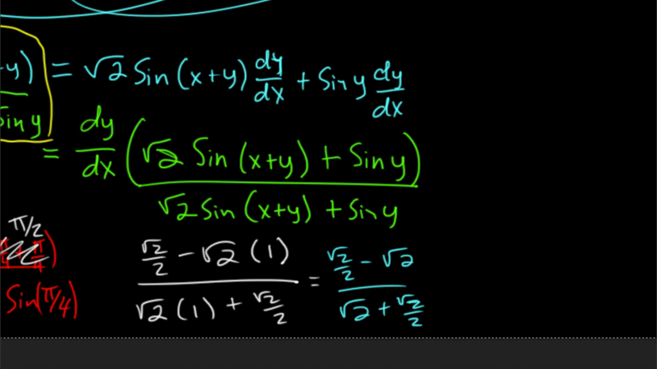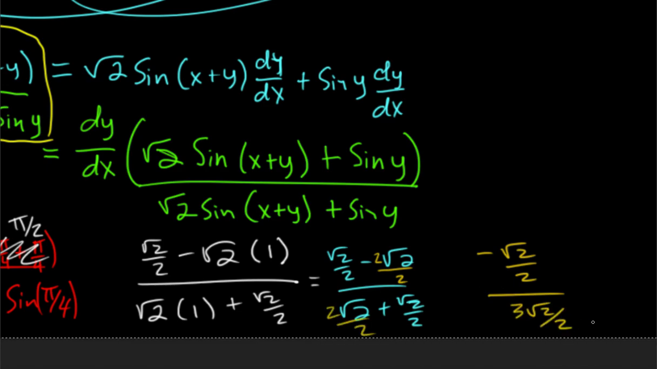Alright, we're almost there. So I'm going to just get common denominators right here. So 2 over 2. And so we have 1 square root of 2 minus 2 square root of 2. So that's negative square root of 2 over 2. And then right here, do the same thing. That's going to give me 3 square root of 2 over 2. Our square root of 2 over 2's are going to cancel. And so we end up with negative 1/3 for the answer on that one.